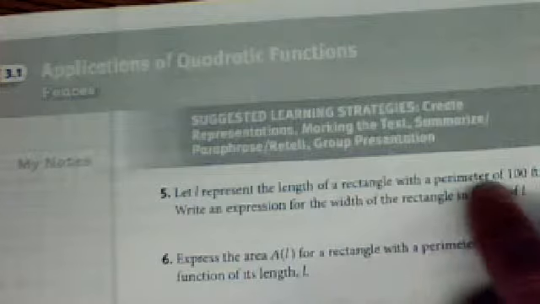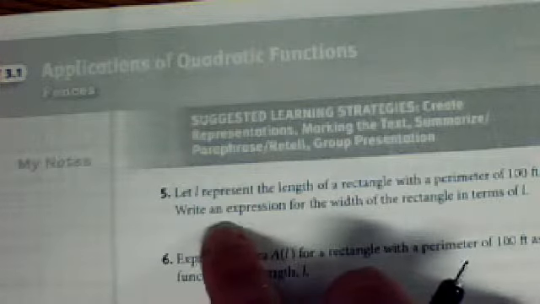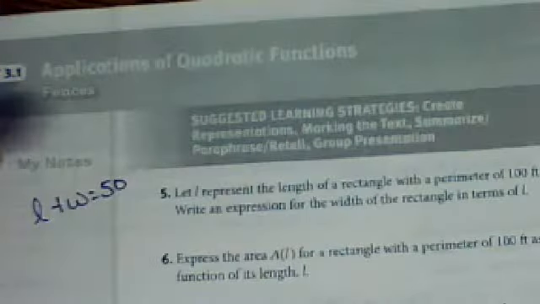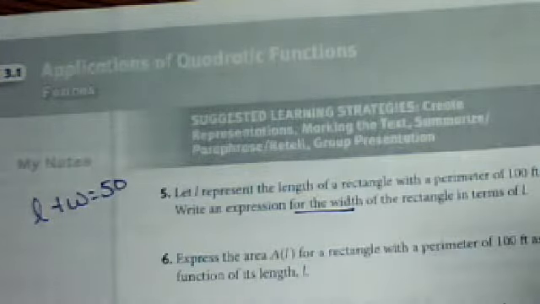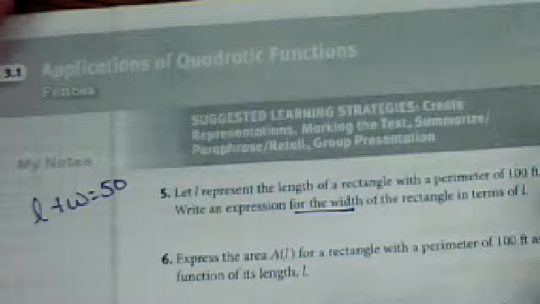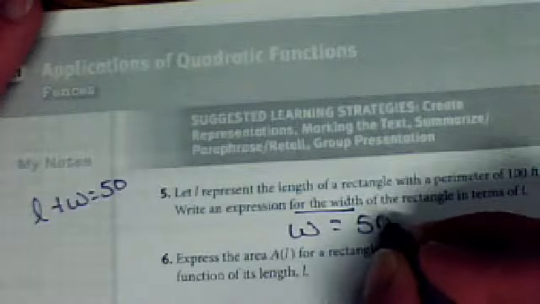Now, what if we let L represent the length with a perimeter of 100 feet, and write an expression for the width. In other words, we already knew that L plus W equals 50. Could we rearrange that for the width depending on the length? In terms of the length means depending on the length. So that would be W equals 50 minus L.